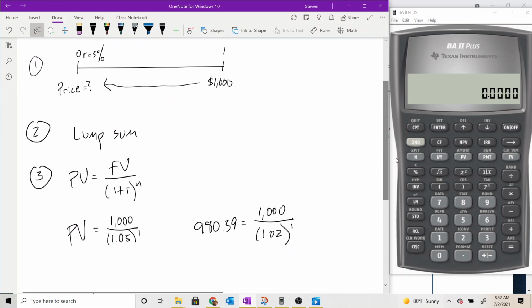If the investor were to pay $980.39 and then receive $1,000 a year from now, the investor would have a 2% rate of return. The yield on the investment would be 2%. Well, since that future cash flow of $1,000 is fixed, if the investor is going to earn a higher rate of return on this investment, the only way that can happen is if he or she pays a lower price today for the bond, right?